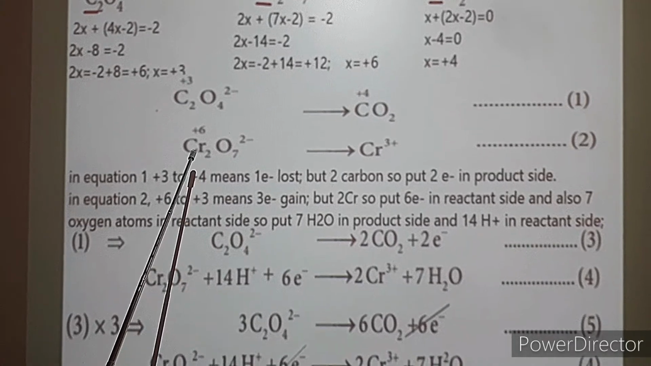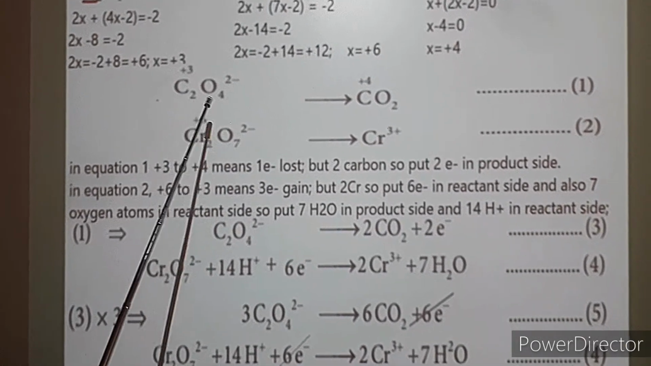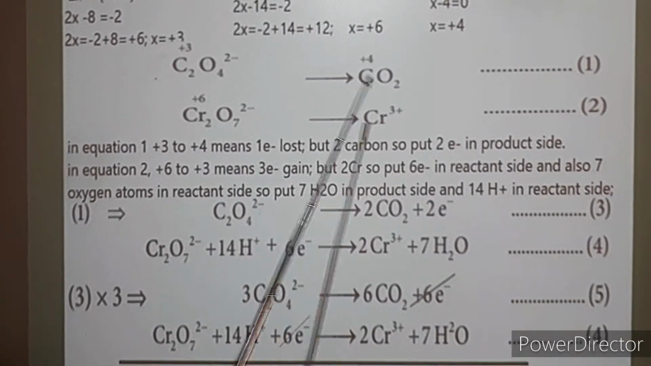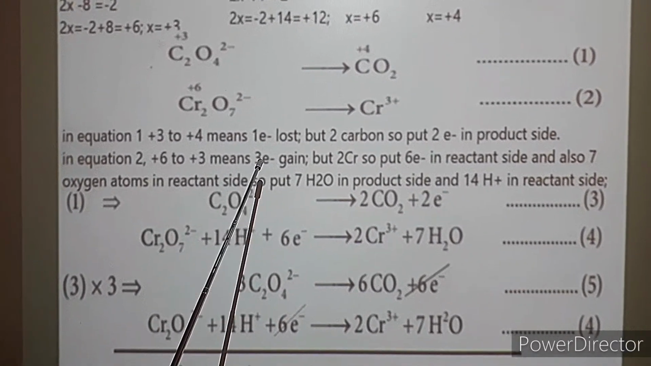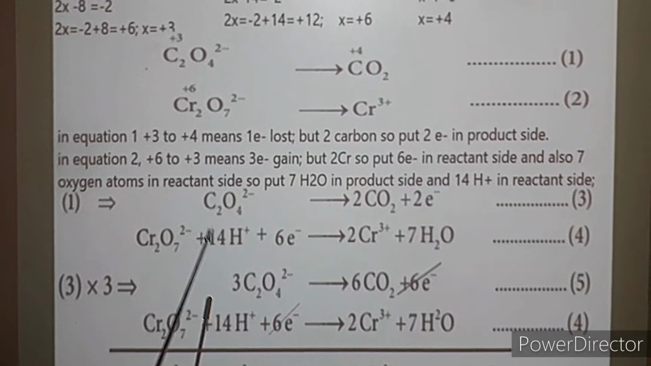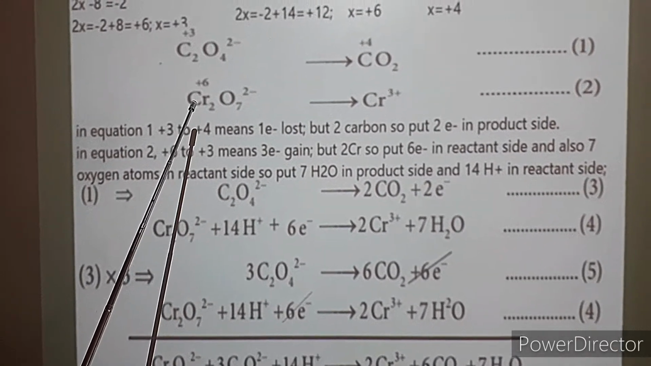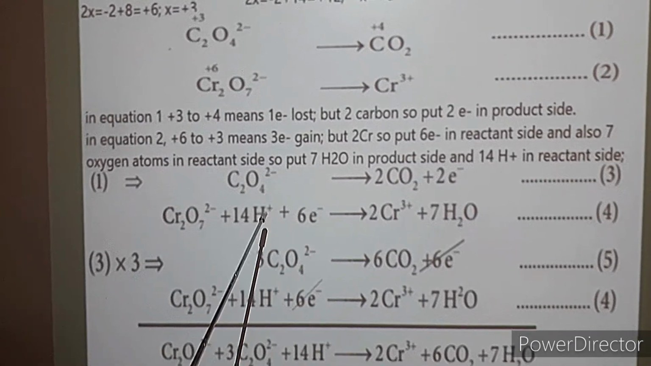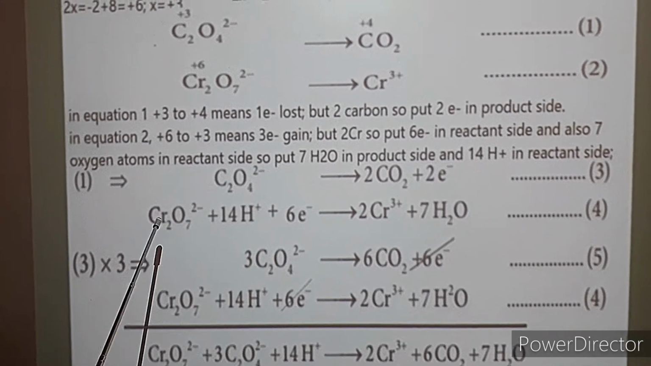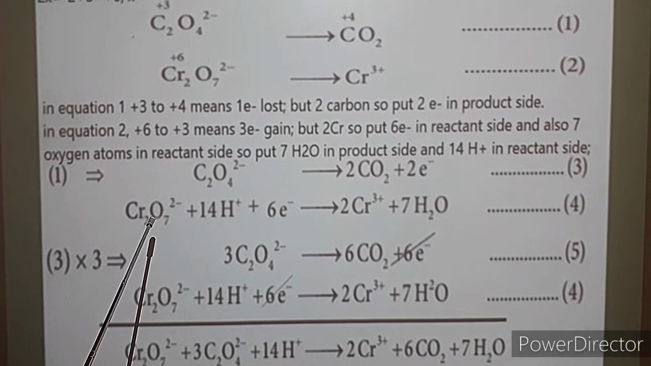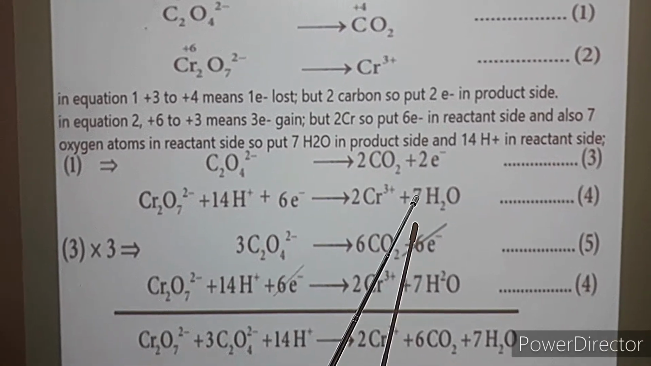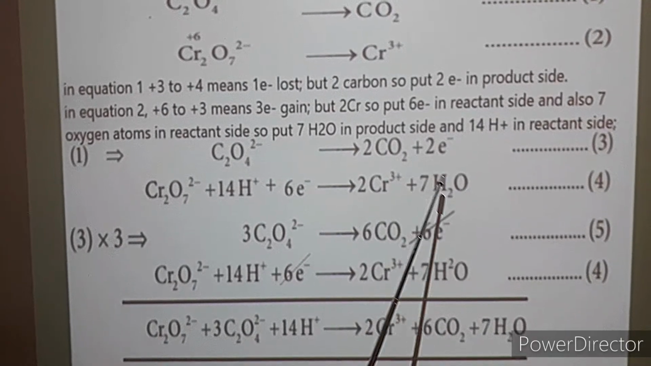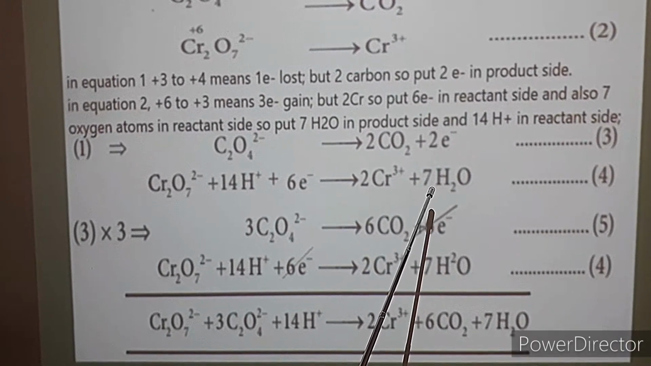Next one, here Cr2O7, the oxidation number is plus 6, but here the oxidation number is plus 3. So plus 6 to plus 3 means 3 electrons are gained, and how many chromium are present? 2 chromium. So 2 into 3 electrons means we put 6 electrons on the reactant side. Now see how many oxygens are present here? 7 oxygen. So I put 7 molecules of water. Afterward, how many hydrogens are present here? 7 into 2, 14 hydrogen.